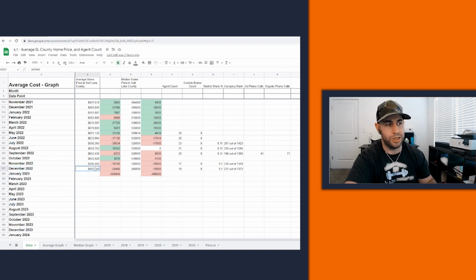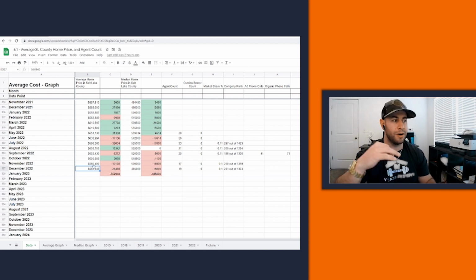The average home price in Salt Lake County at the end of December was 560. So you can see we're at 605 in October. We did have that little bump of people who were like, we better buy something before the end of the year, or get in before the holidays. Then it came down in November, 20 grand. It came down another 26,000 in December. So the average home price for Salt Lake County is coming down.